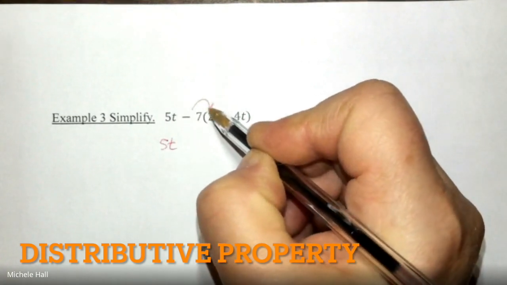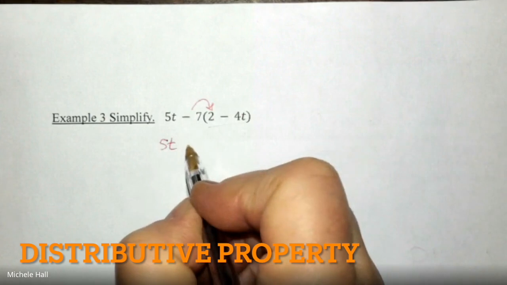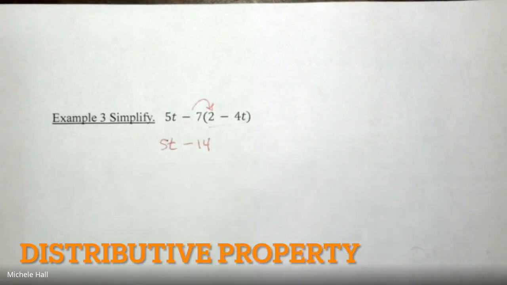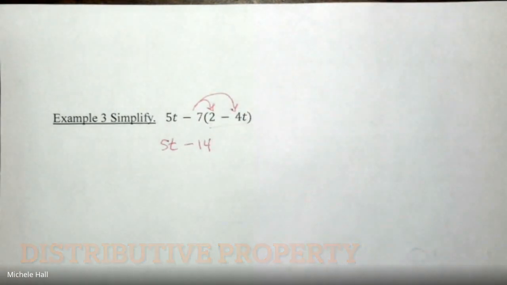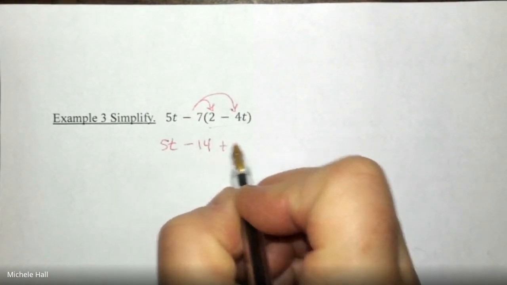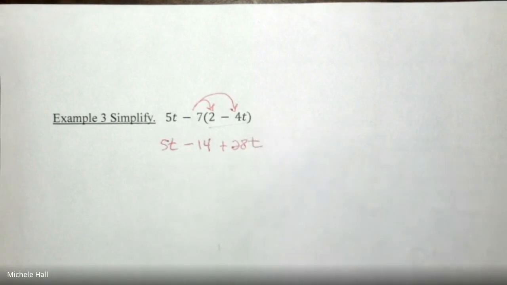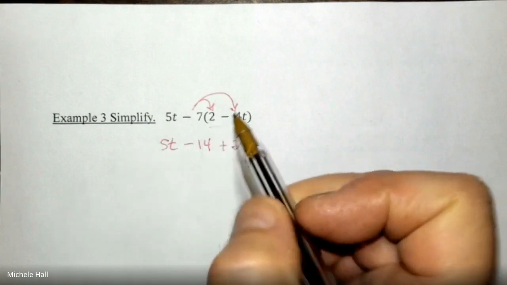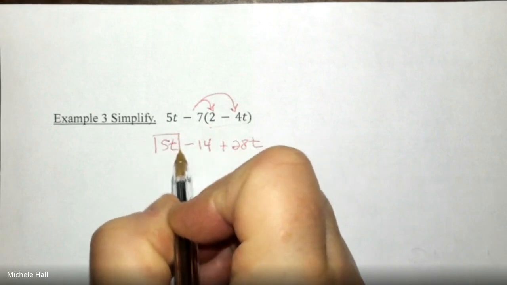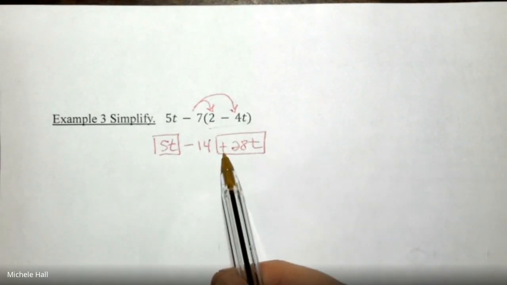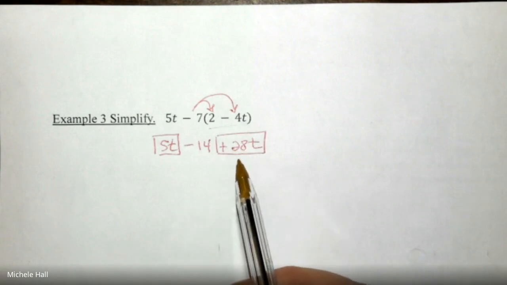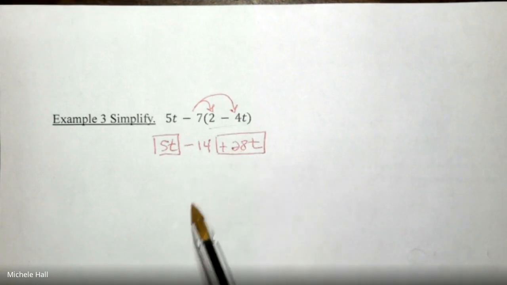Negative 7 times 2 is negative 14. Negative 7 times negative 4 is a positive 28t. Gotten rid of the parentheses, and now I need to see if I have any like terms that I can combine. I see 5t and a positive 28t. Notice how I always put my sign inside the box or the circle.